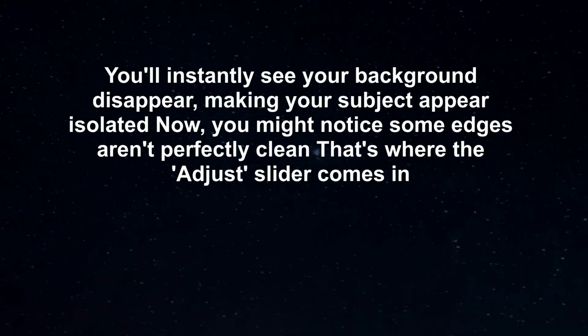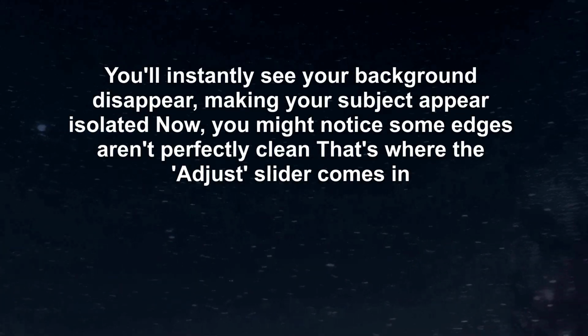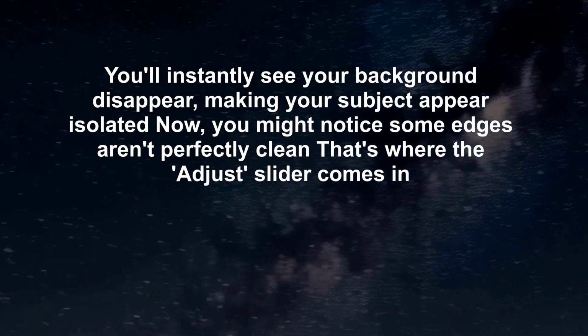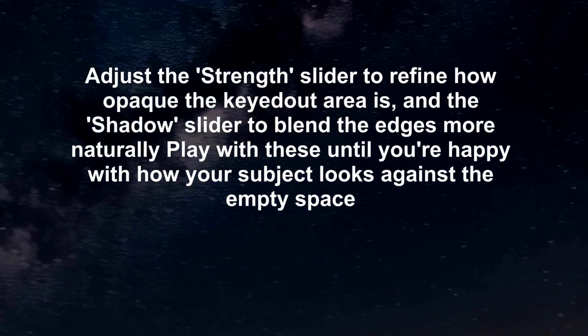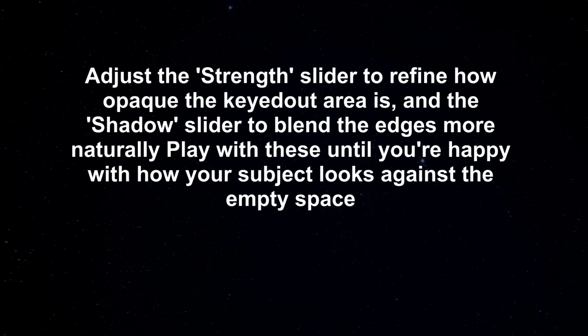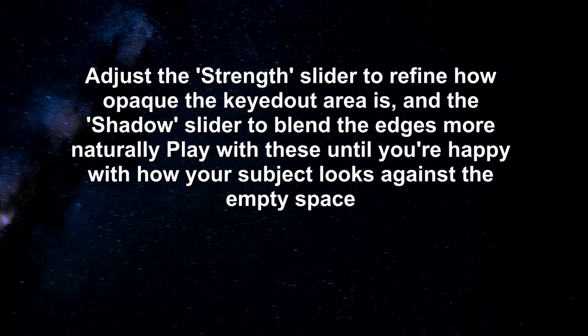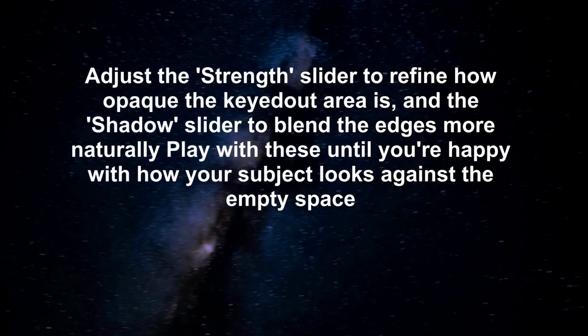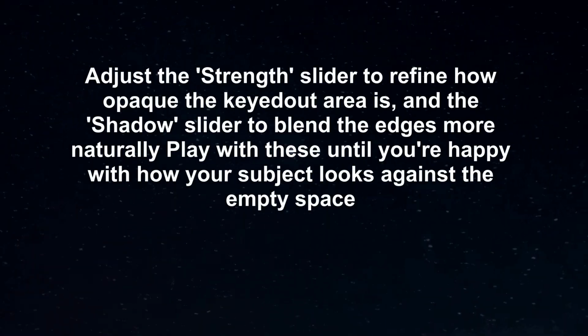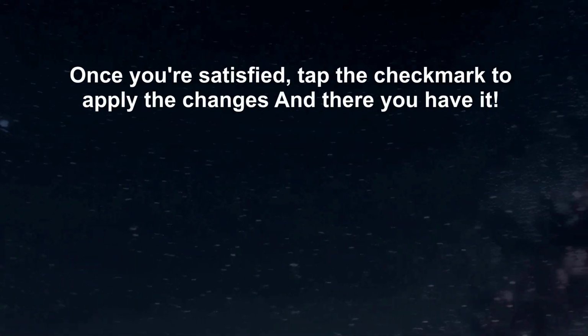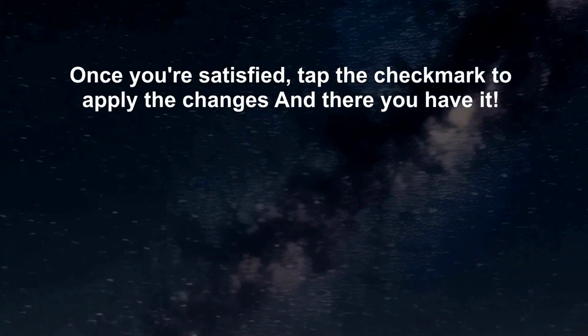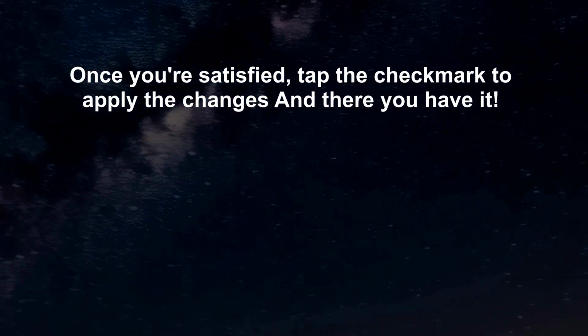You might notice some edges aren't perfectly clean. That's where the Adjust slider comes in. Adjust the Strength slider to refine how opaque the Cutout area is, and the Shadow slider to blend the edges more naturally. Play with these until you're happy with how your subject looks against the empty space. Once you're satisfied, tap the checkmark to apply the changes, and there you have it.